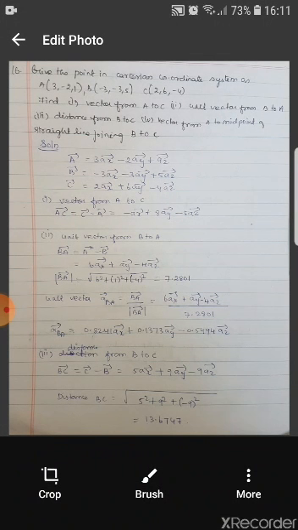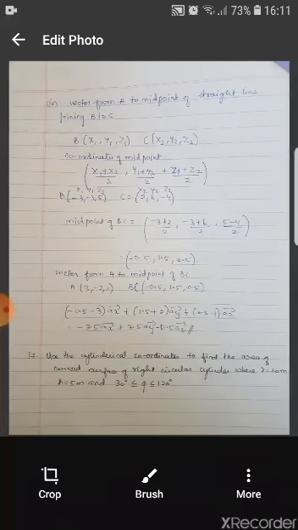And third one, you are asked to find the distance from B to C. So B to C is C minus B. So your answer will be 5ax plus 9ay minus 9az, and you will be finding the distance between B and C, which will be equal to square root of 5 square plus 9 square plus 9 square, that is equal to 13.6747.